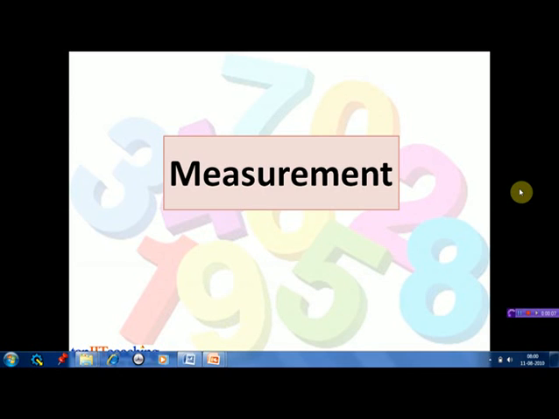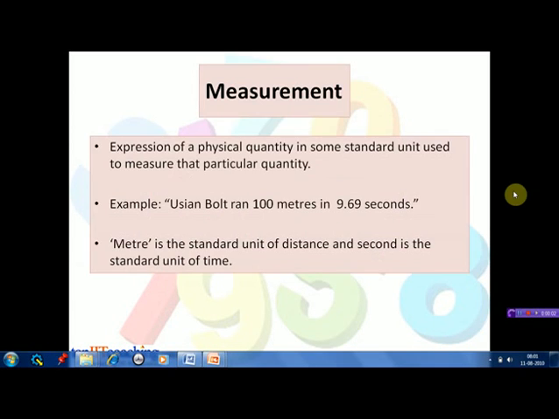Today we are going to begin with measurement, the most fundamental topic required for the study of physical chemistry. In measurement, we express the physical quantity in some standard unit which is used to measure that particular quantity. For example, when we say that Usain Bolt ran 100 meters in 9.69 seconds, then in this statement, meter is the standard unit of distance or length and second is the standard unit of time.